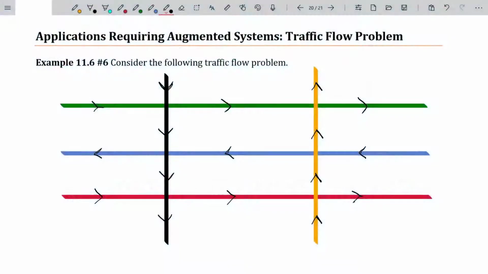Hello, my name is Roy Simpson, professor of mathematics at Cosumnes River College in Sacramento, California. In this video, we're going to cap out all of the solving systems with Gaussian elimination and Gauss-Jordan elimination with an application. And this is a very traditional application, but also a very useful application. It's called the traffic flow problem.